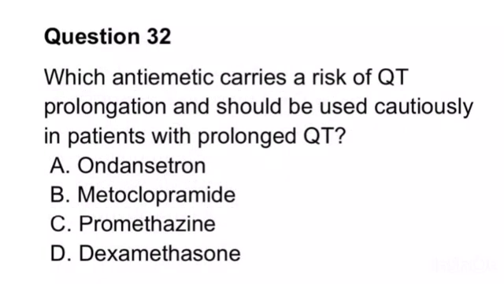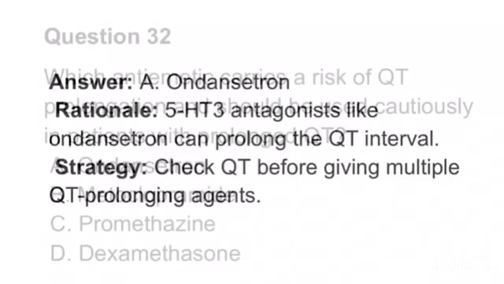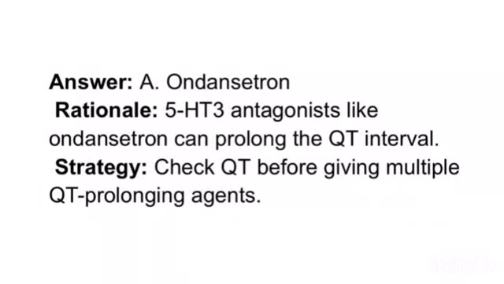Question 32. Which antiemetic carries a risk of QT prolongation and should be used cautiously in patients with prolonged QT? A. Ondansetron. B. Metoclopramide. C. Promethazine. D. Dexamethasone. Answer: A. Ondansetron. Rationale: 5-HT3 antagonists like ondansetron can prolong the QT interval. Strategy: check QT before giving multiple QT prolonging agents.